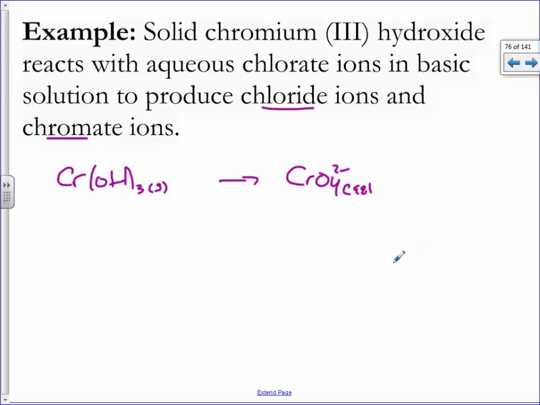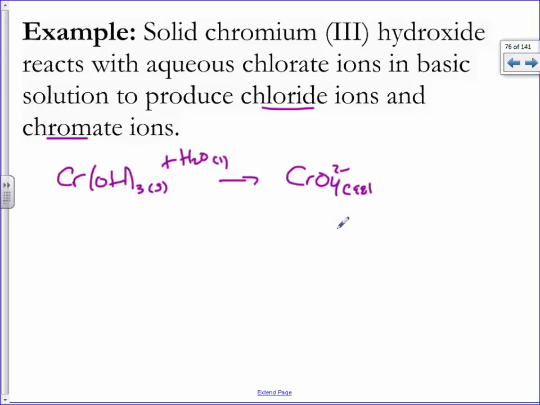So step 1 was balance the non-hydrogen, non-oxygen atoms. Okay, we're done, because chromium's 1 and 1, right? Now balance the oxygens. There's 3 oxygens right here and 4 oxygens right here. So how do I solve that problem? Add water, yeah. Okay, I know I'm running out of room here, but let's add a water on this side right here. Now I should have 1, 2, 3, 4 oxygens to 1, 2, 3, 4 oxygens.